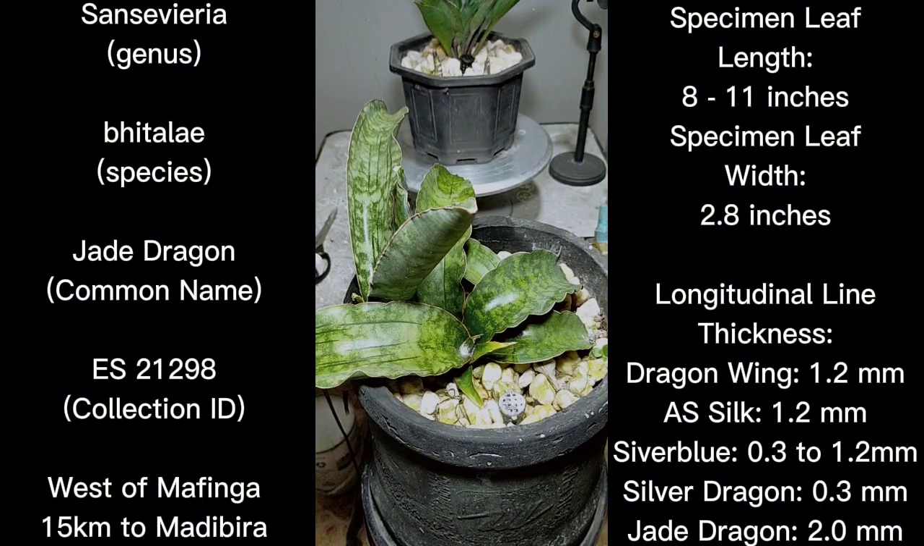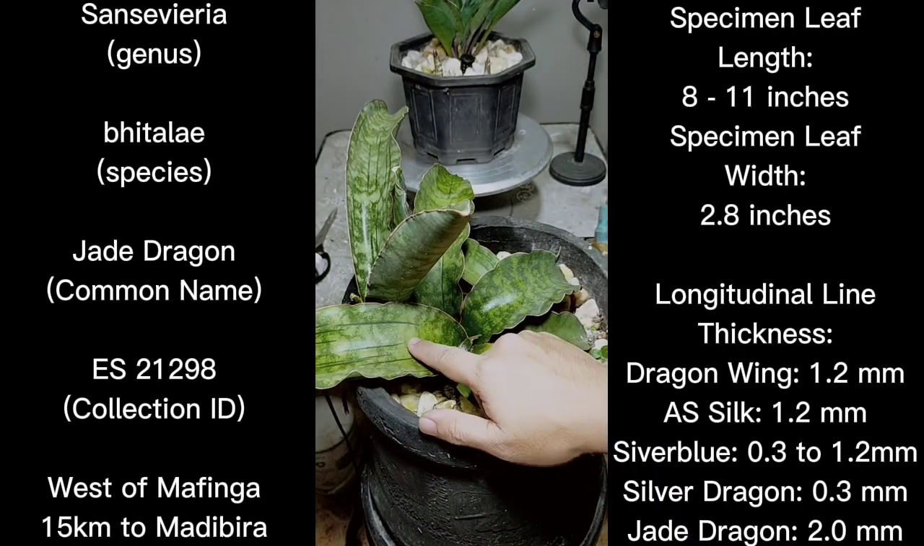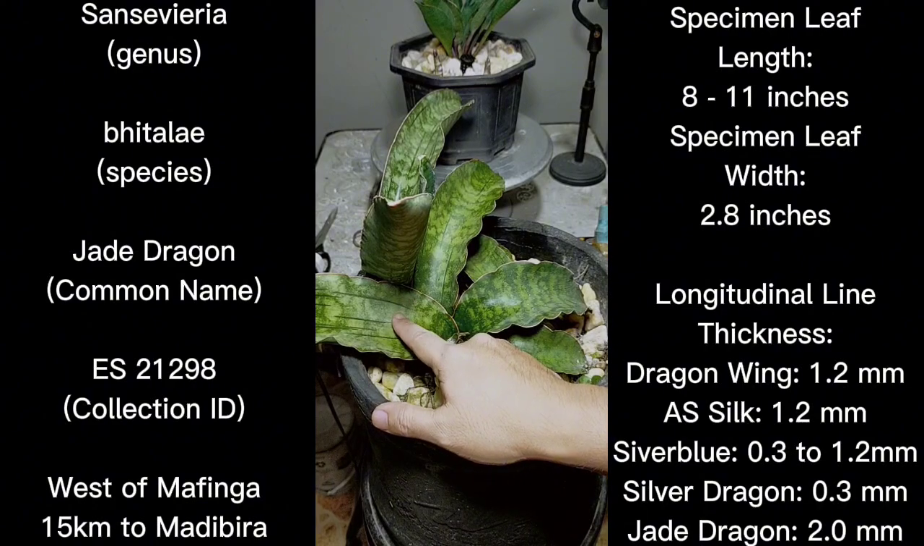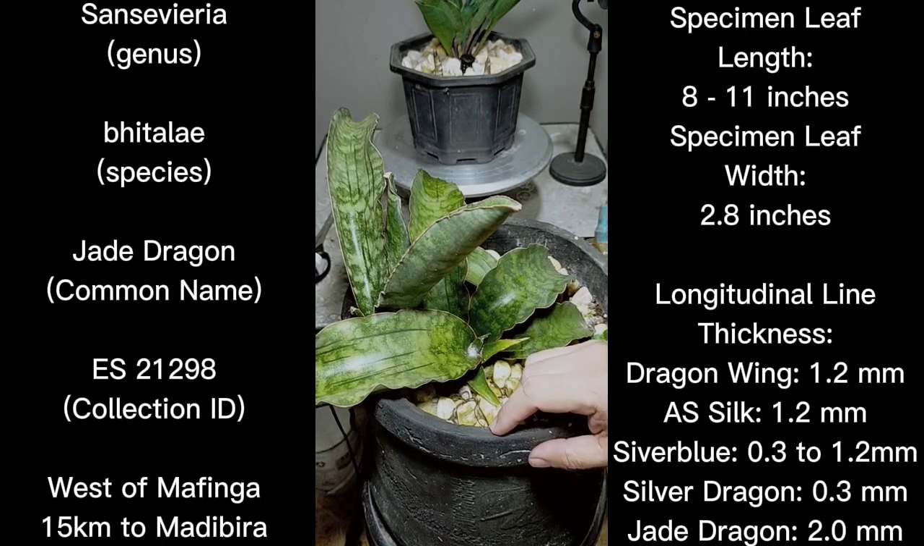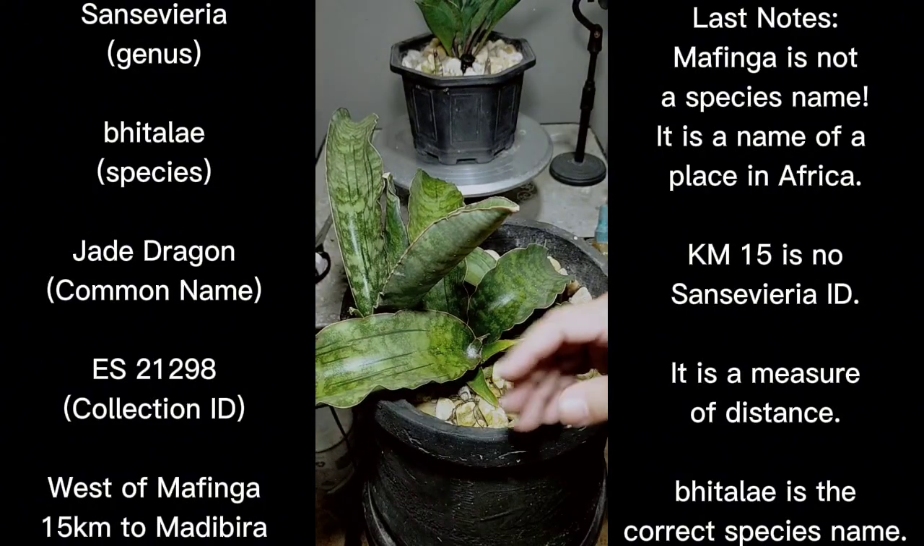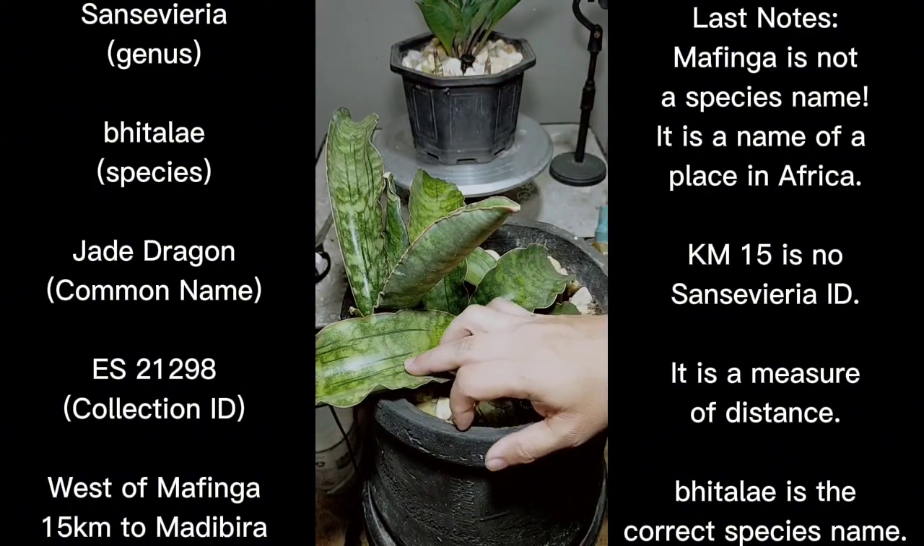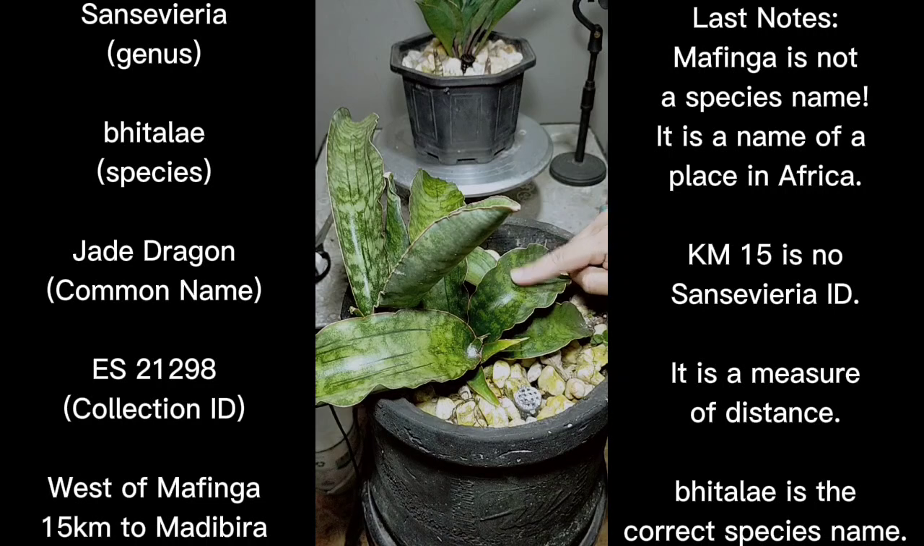have Jade Dragon at 2.0 millimeters, the thickest of the three, or the thickest of the previous ones that I've already featured on the channel. So that's one of the characteristics of the Jade Dragon. What else is that the longitudinal lines on them are very few compared to Silver Dragon that's all over the leaf. Also Silver Blue all over the leaf, Dragon Wing all over the leaf. Jade Dragon just several longitudinal lines. In fact, some of the leaves do not have longitudinal lines on them.